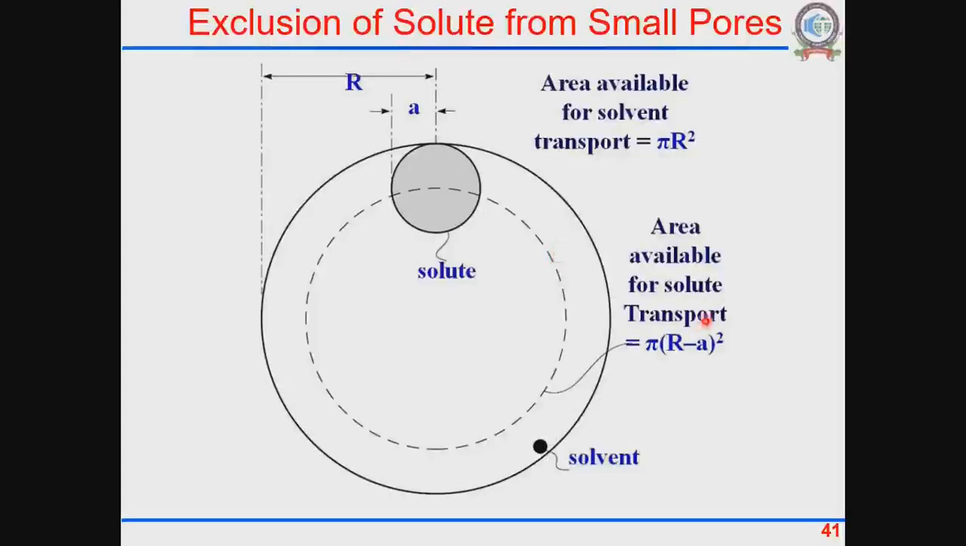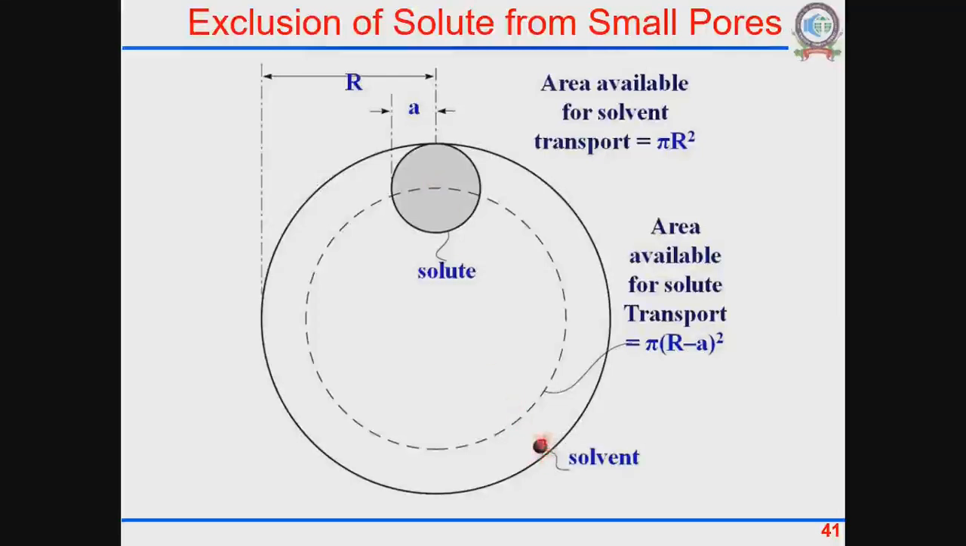So imagine that there is a membrane, we are looking at a cross section of the membrane, let's say top view of the membrane. Imagine that this is one pore of the membrane. So let's say pore size is capital R. There is a solute, let's say it's spherical, or in the cross section it will appear as a circle. So it's a solute having radius a.